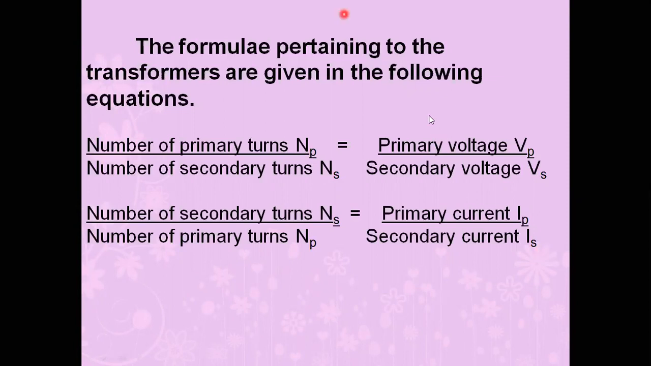So the transformer only works with alternating current and cannot be used with direct current. In direct current, the current in the primary coil is constant. So there will be no change in the magnetic field, and no EMF induced in the secondary coil. So the transformer works only with alternating current, not direct current.